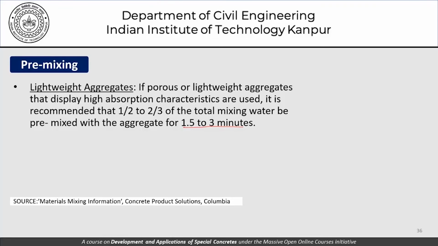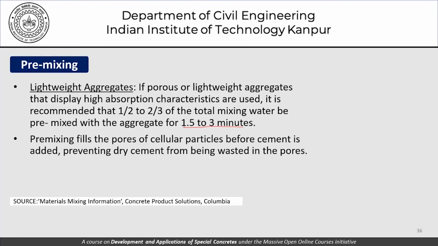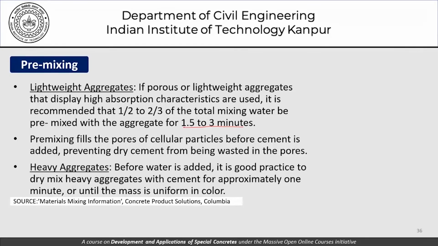Premixing fills the pores of the cellular particles before cement is added, preventing dry cement from being wasted in these pores. Similarly, when it comes to heavy aggregates, before the water is added, it's a good practice to dry mix the heavy aggregates with cement for approximately 1 minute or until the color of the mass becomes uniform.